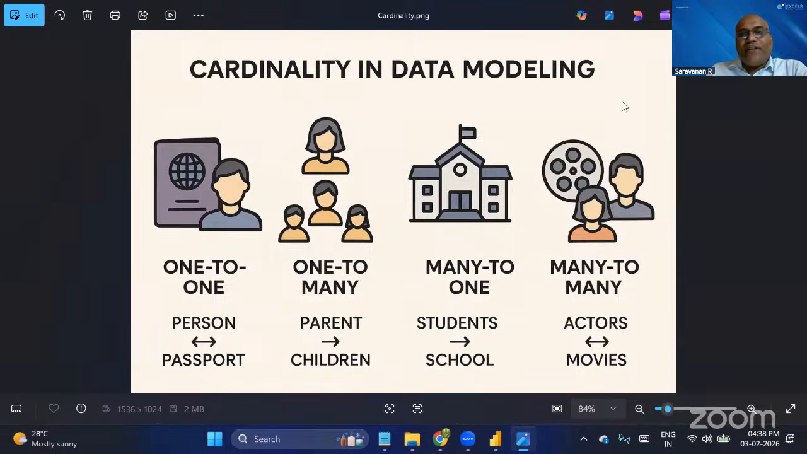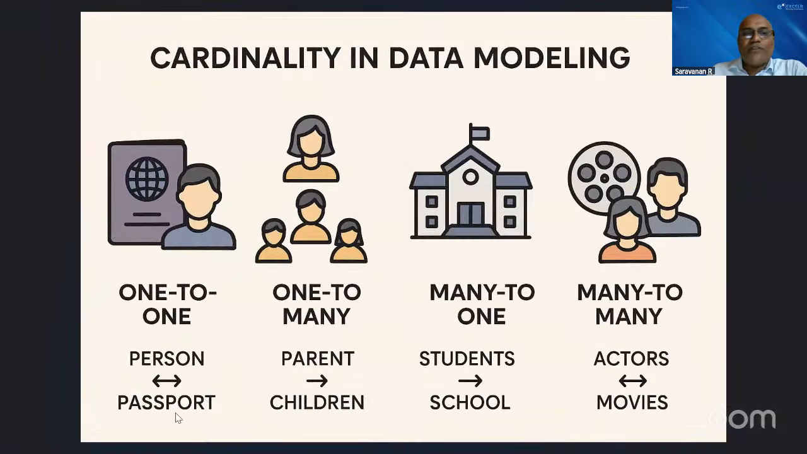These are the different relationships we have in cardinality. First one is one to one. What do we mean by one to one? For example, a person can have only one passport. He cannot have multiple passports. If he is staying in India, he can have only one passport. If he is staying in another country, that country will give only one passport to that citizen. This is called one to one.